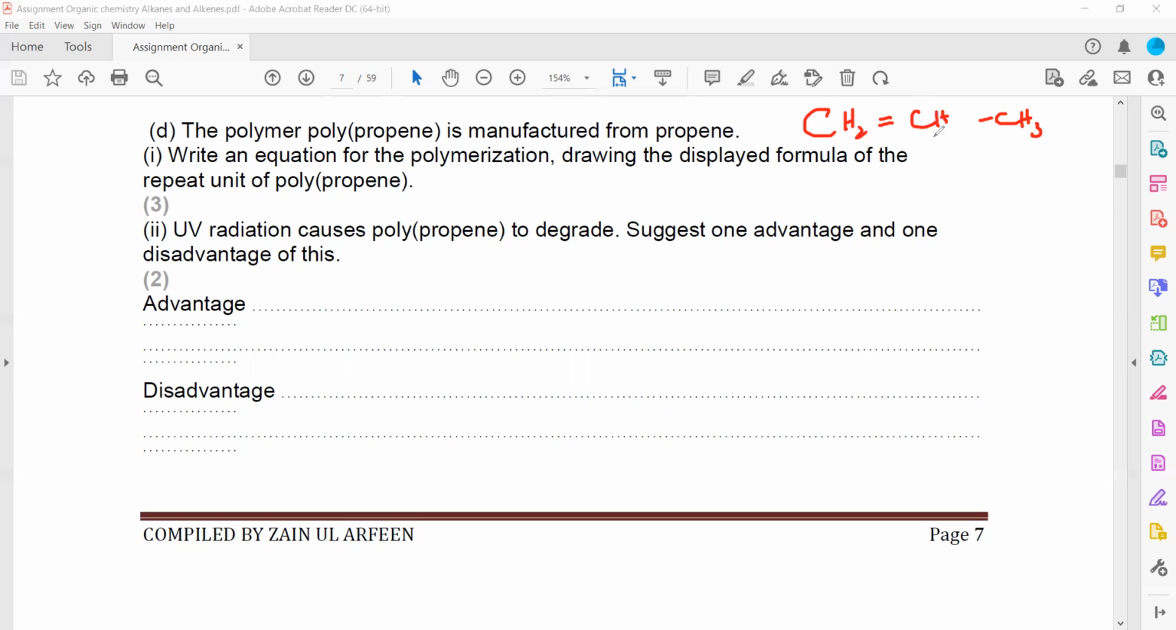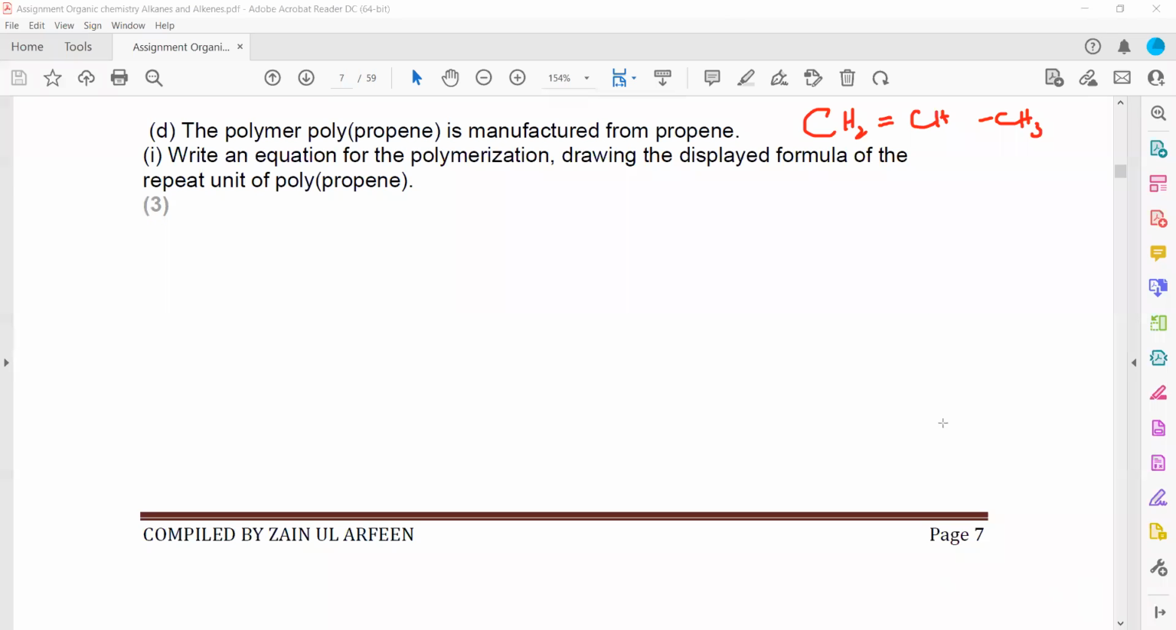So we have to first rearrange the monomer as the letter H. When we rearrange the monomer as the letter H, we will have two carbon atoms, one hydrogen up, one hydrogen down, and I cannot write CH3 because I have to keep in mind it is a displayed formula. So I have to show all the bonds here as well.